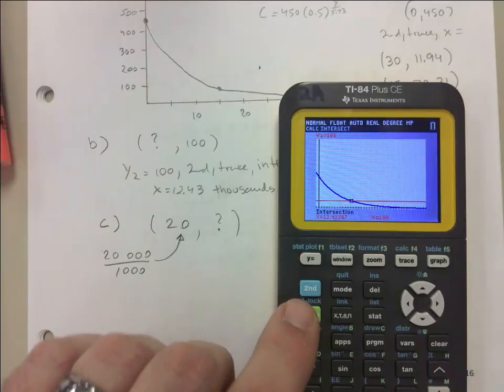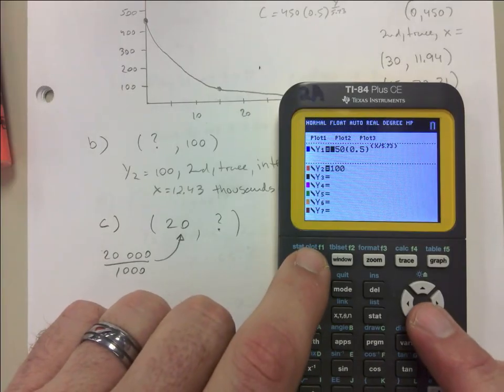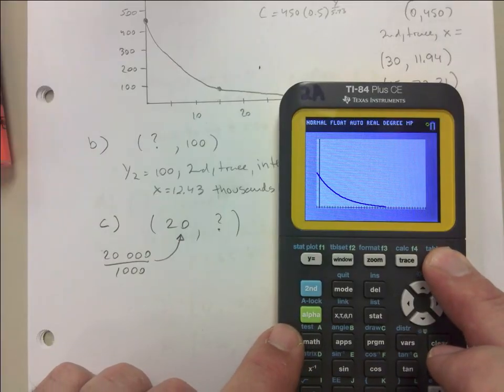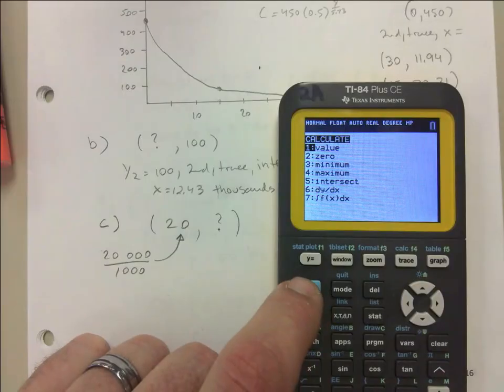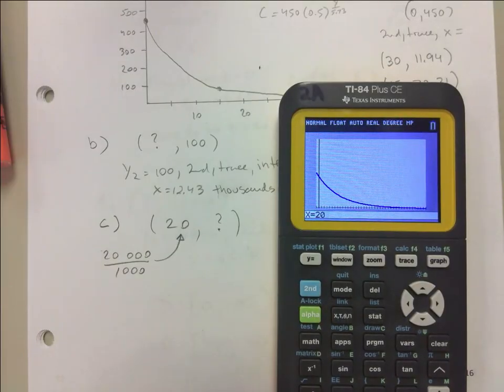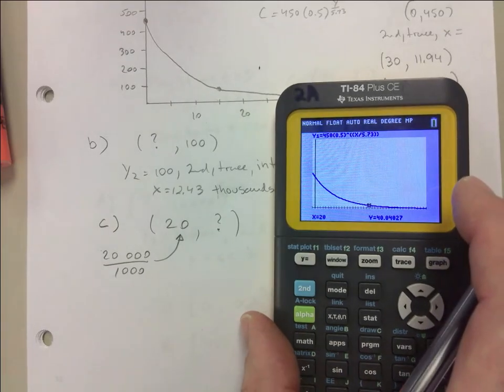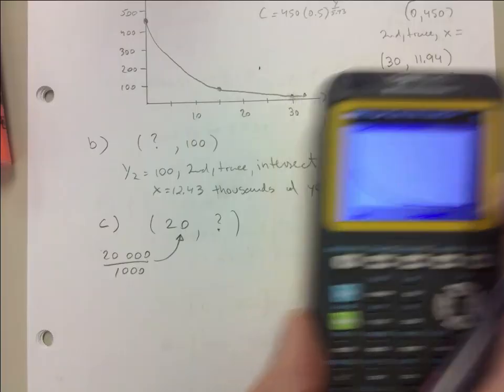Okay, so how do I find that? I'm gonna clear Y2. I'm going to go second trace, 1, X is equal to 20, so that's 40.04. 40.04 ppm.